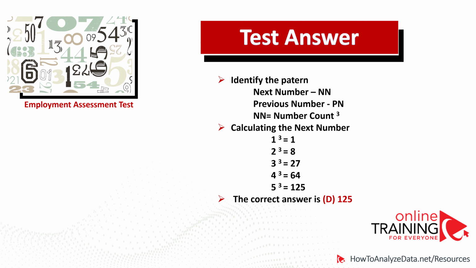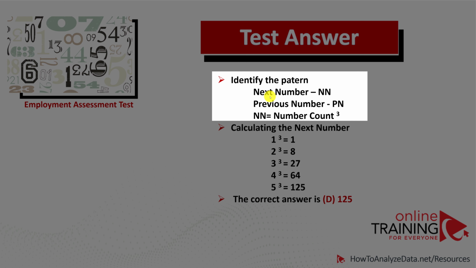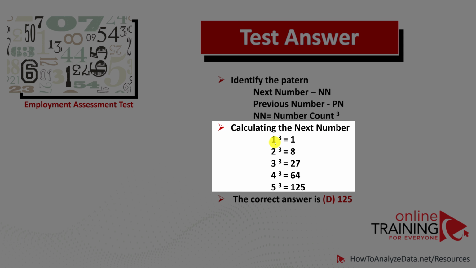Let's first define the formula to calculate the next number, which is the most important thing in the pattern question. The next number will be represented as NN, where the previous number will be represented as PN. The next number will be calculated as cube of the number count. For example, 1 cubed still equals 1. 2 to the power of 3 would be equal to 8.